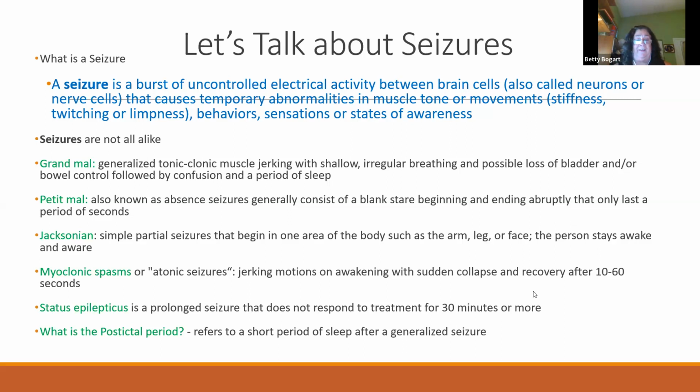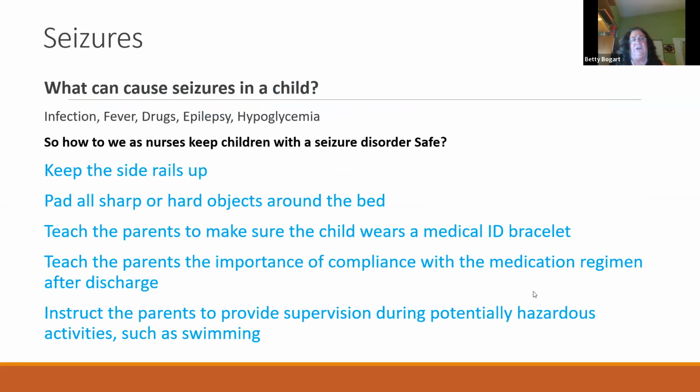Status epilepticus. Well, think about asthmatic. I call it status asthmaticus, or status epilepticus. Status means it's going on forever. It just goes on and on and on. And this one describes it as 30 minutes or more. And I've already described postictal, and that's that sleep or that confusion after a seizure.